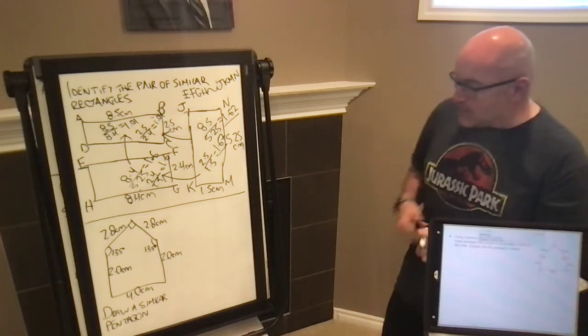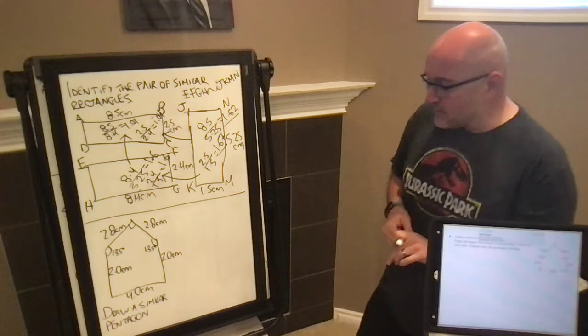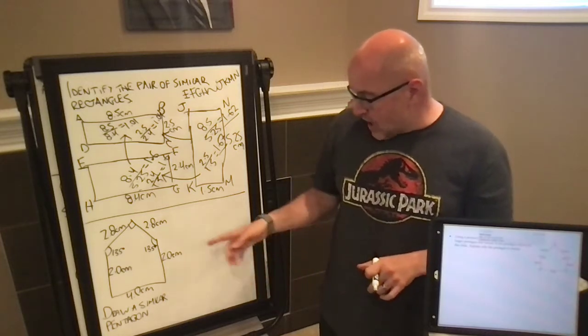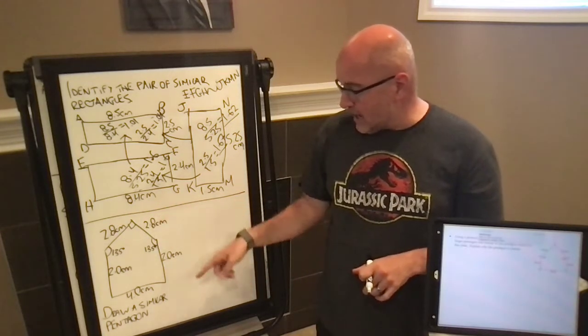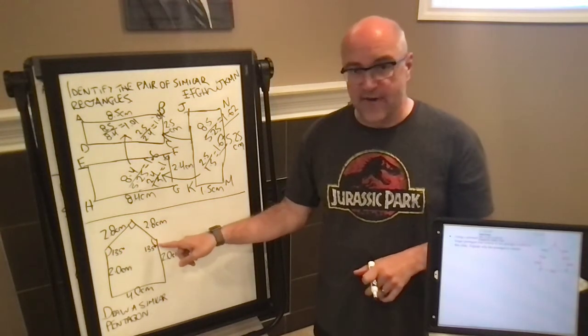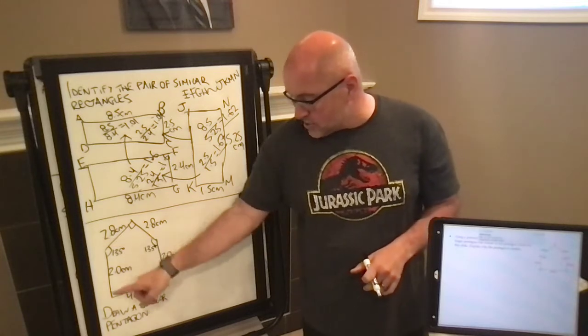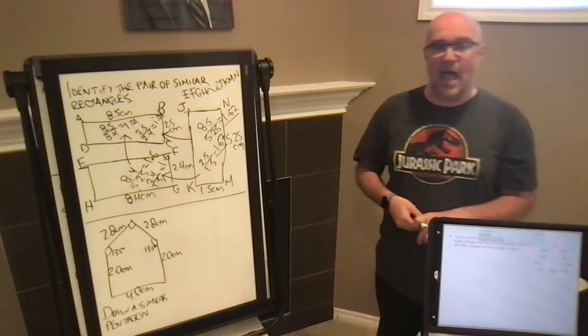On the bottom here, I've got a polygon that's been drawn. It's actually a pentagon, a five-sided object. I've got the tops of this, which are 2.8 and 2.8. I've got a right angle at the top. I've got two angles here that are 135-degree angles each. I've got a side of 2 centimeters and 2 centimeters, and across the bottom I have 4.